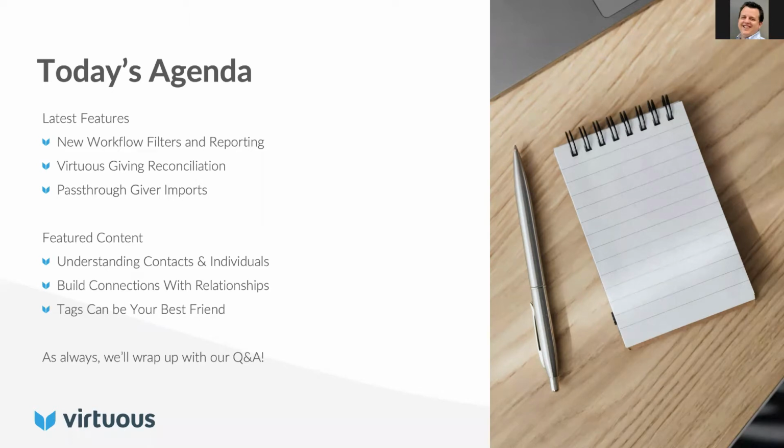Again, understanding the nature of contacts and individuals and how to use relationships to tie those together. And hey, what the heck do I do with tags? We'll look at some of that in the abstract, because to me, if you can understand these core concepts, then the application of those concepts is going to be a lot easier. So we'll look at that in the abstract first, and then we'll take a look at all of that in Virtuous proper, just so that everybody can connect those dots.